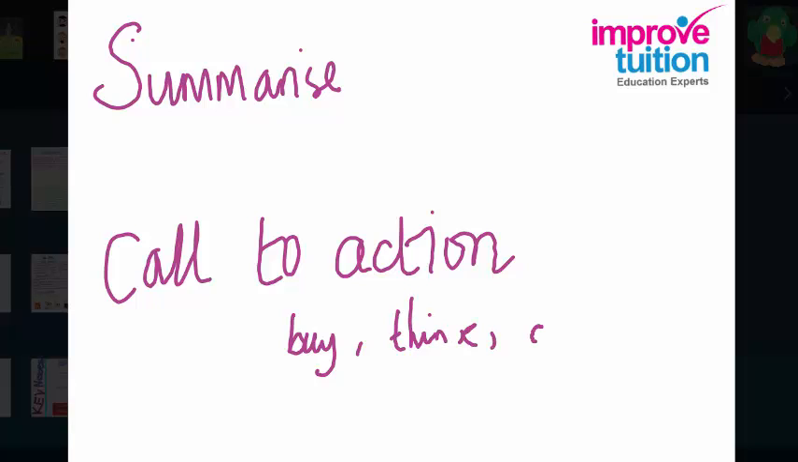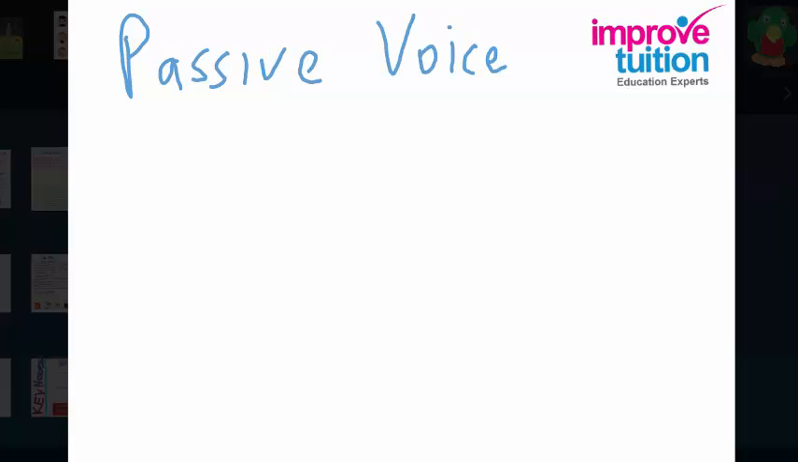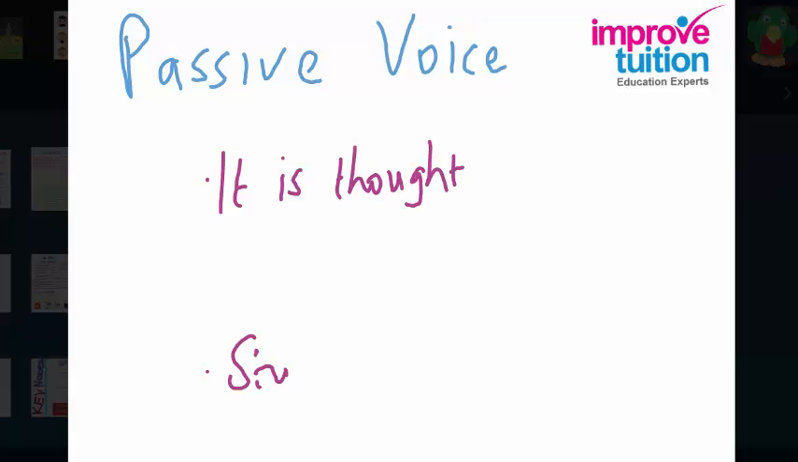Now, you've got to remember that typically the style is passive voice. If you don't want to say where you are getting your evidence from, you use phrases like it is thought, it is believed, studies have shown, in your opening sentences. So these are typical passive voice.